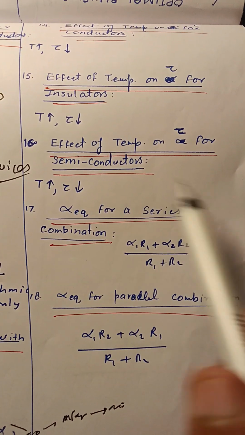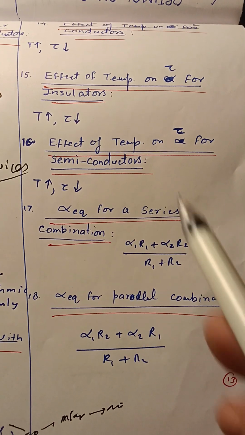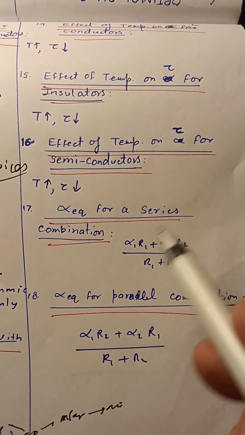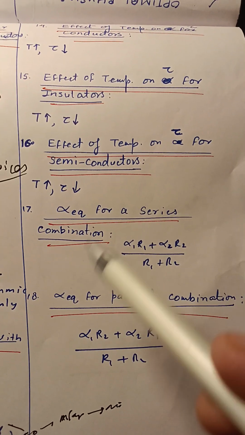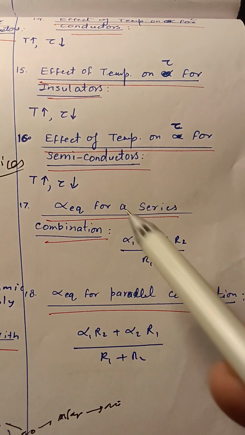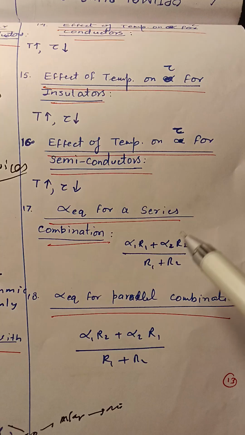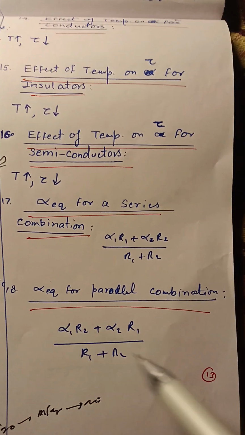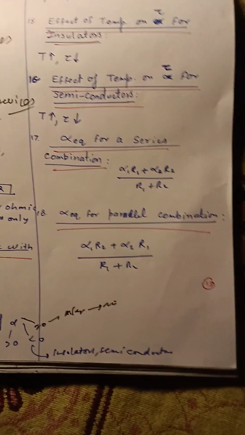Then we have the concept of alpha equivalent for a series combination. Suppose there are two resistances R1, R2, with temperature coefficients of resistance alpha 1, alpha 2. Then for a series combination, under the assumption that alpha is very small, we can derive that alpha equivalent is alpha 1 R1 plus alpha 2 R2 by R1 plus R2. Whereas in parallel combination, just reverse the case: it will be alpha 1 R2 plus alpha 2 R1 by R1 plus R2.